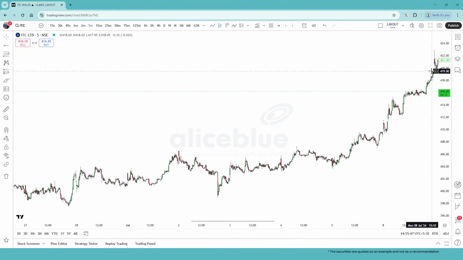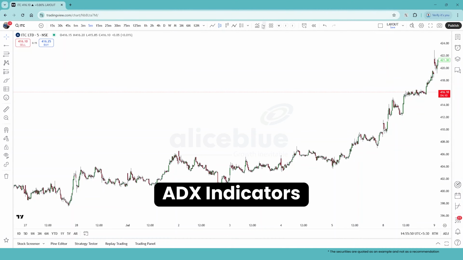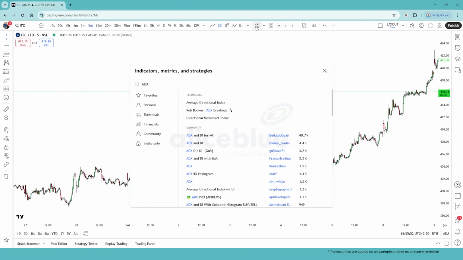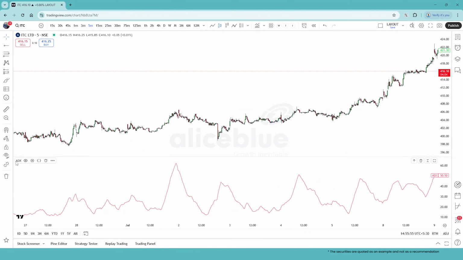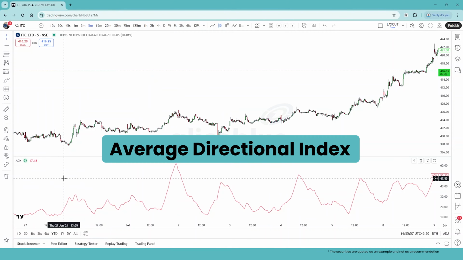In this video, we are going to explore the ADX indicator. What is the ADX indicator? How can we use it in our trading system? ADX means Average Directional Index. It shows the strength of the market, which means it is used to quantify the strength of a trend.